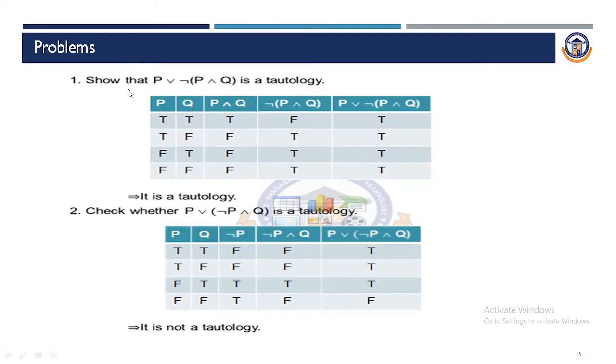The problem: show that P or negation of P and Q is a tautology. To form a truth table, the resultant truth value is true. Therefore, it is a tautology. Next one, P or negation P and Q. Form the truth table. In the resultant truth value, the last column, the fourth row value is false. Therefore, it is not a tautology.